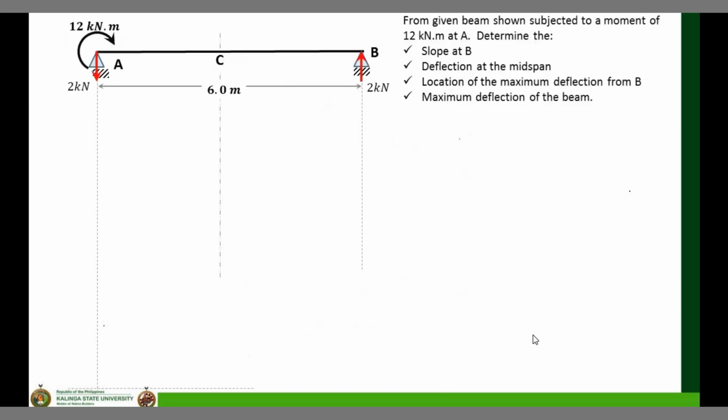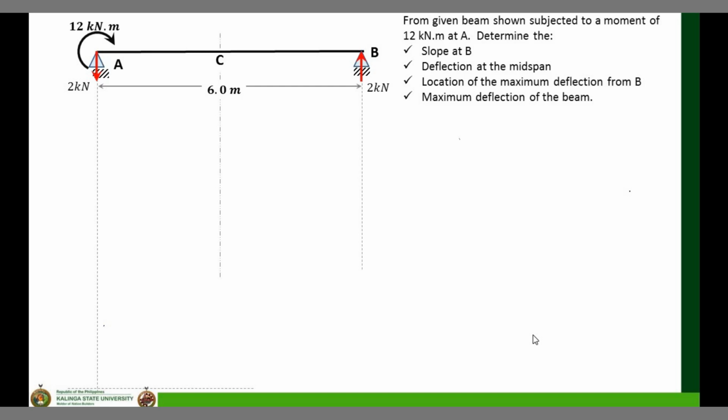So, let's have this example. From given beam shown subjected to a moment of 12 kilonewton meter at A, determine the slope at B, deflection at the midspan, location of the maximum deflection from B, and the maximum deflection of the beam. So, sa problem na to, yung support reactions are already given, that is 2 kilonewtons for A and B. And we have a moment at point A that is equal to 12 kilonewton meter.